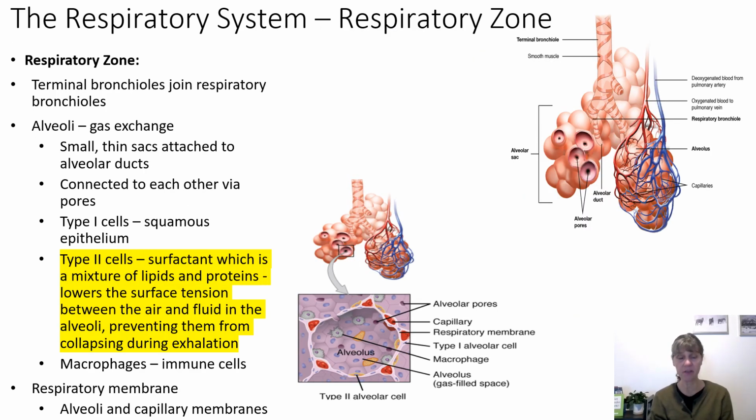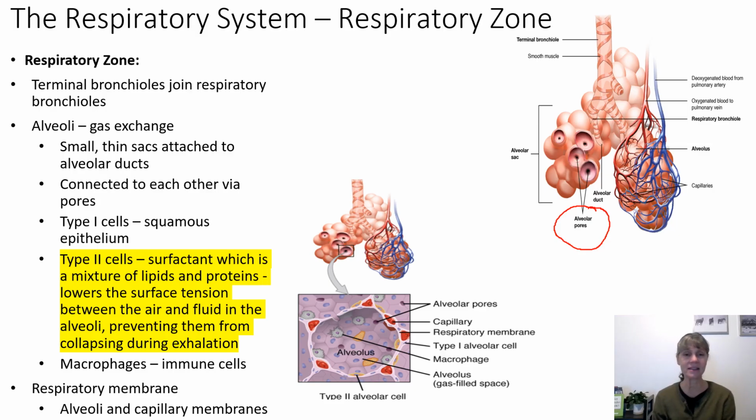The respiratory zone begins where terminal bronchioles join respiratory bronchioles. And the respiratory bronchioles are going to split into alveolar ducts to which alveoli, small thin sacs, are connected. Not only are the alveoli connected to the alveolar ducts, they're also connected to one another through tiny little openings known as alveolar pores. And the alveoli are mostly made up of type 1 cells, which is just simple squamous epithelium. It makes up about 90% of the alveolar sac.